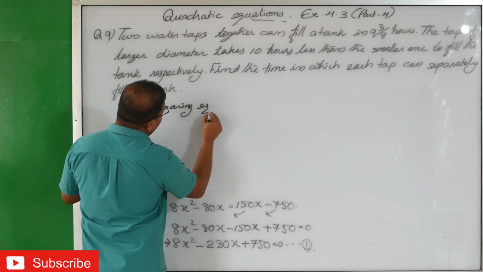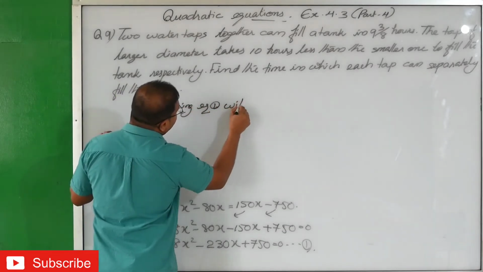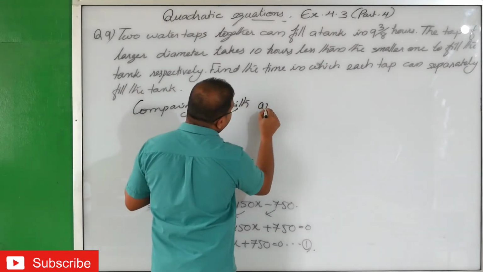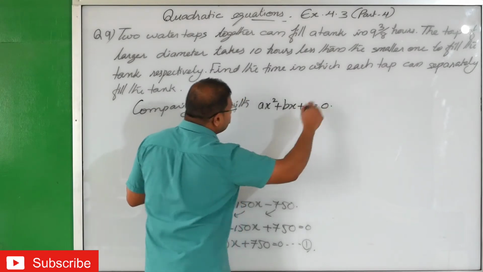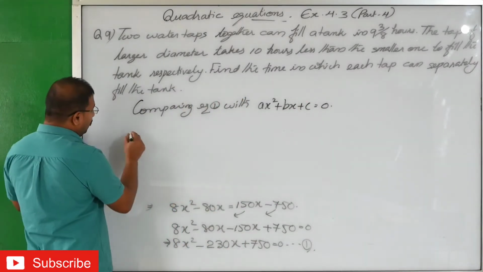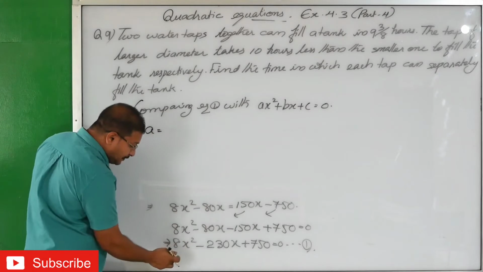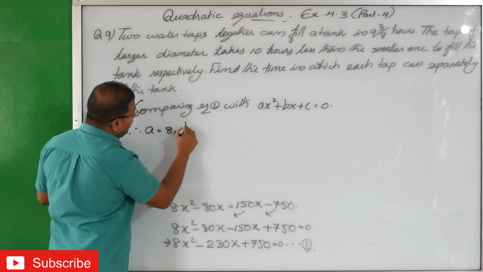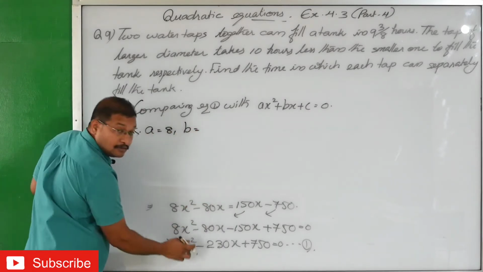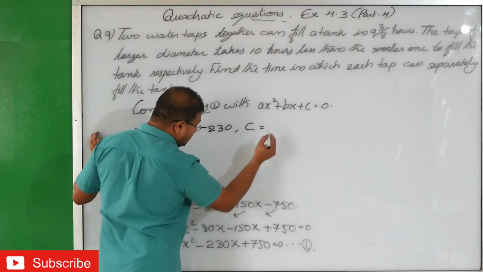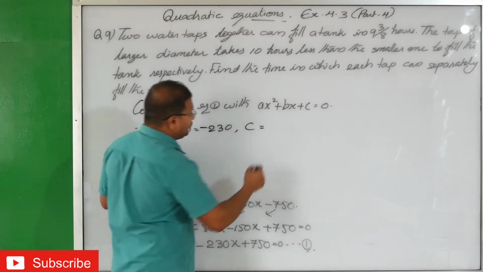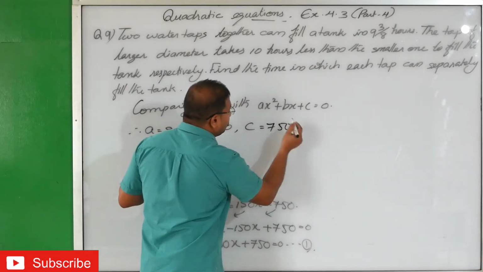Comparing equation 1 with ax square plus bx plus c equal to 0. Therefore, a equals, what is the value of a? 8, and b is minus 230, and c is 750. Now what will we do?